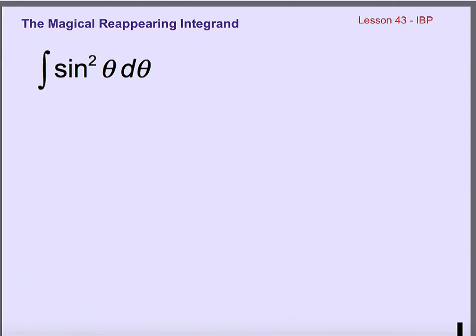This next one is my favorite problem of the entire year. It's called the magical reappearing integrand.